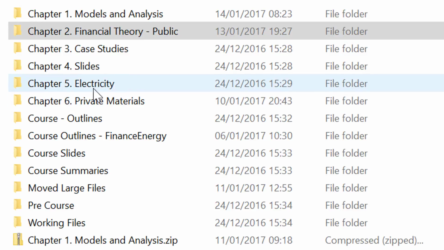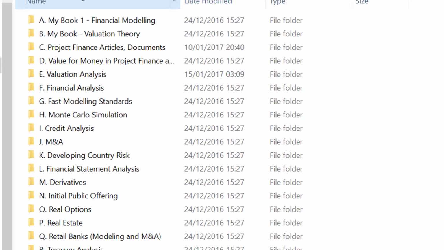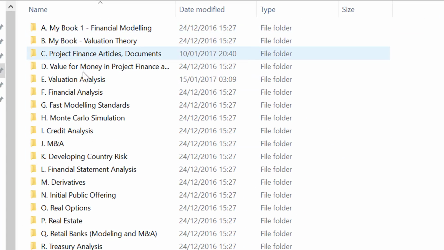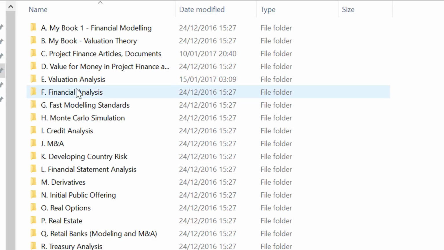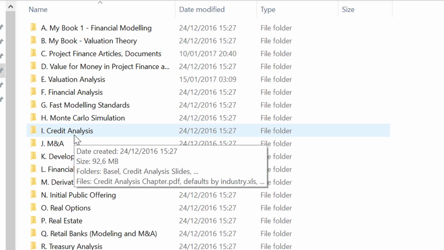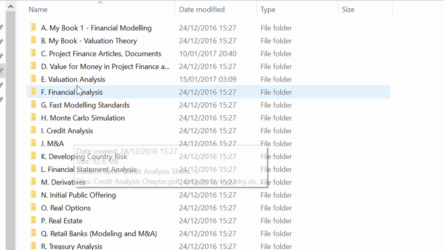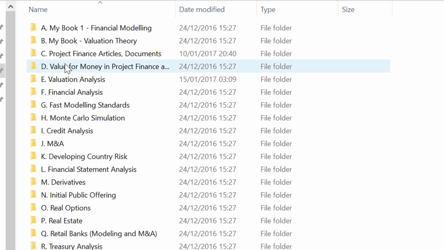And in the Google Drive, if you get the Google Drive, I put this Chapter 2 in the Google Drive. On this Chapter 2, I have some project finance articles and documents, value of money articles and documents, valuation analysis, and credit analysis. These are just stuff you get from the internet. There are no Excel files, just articles.